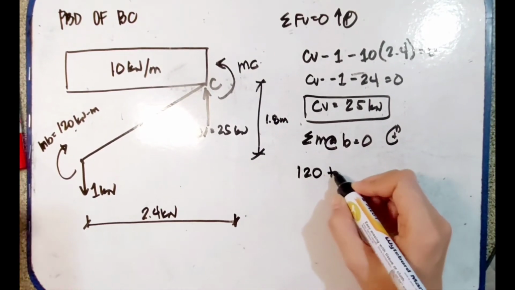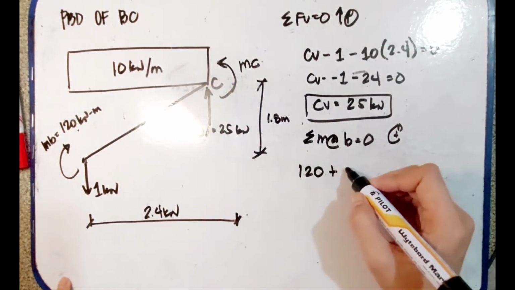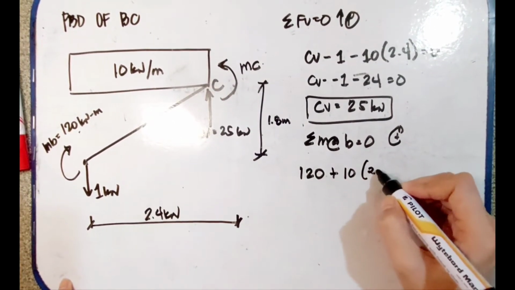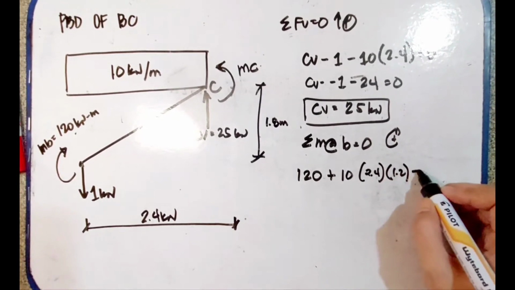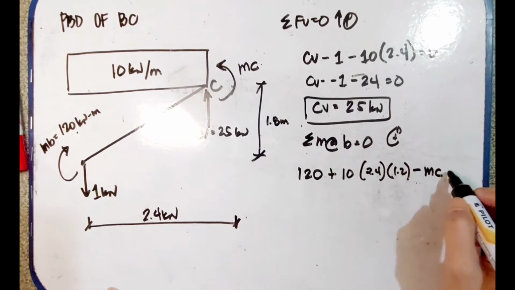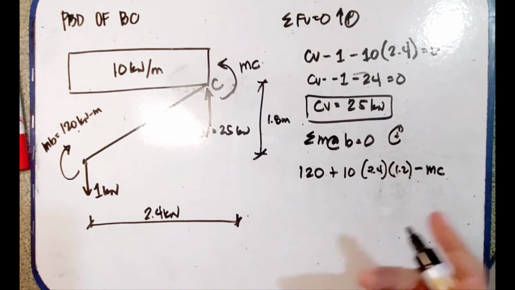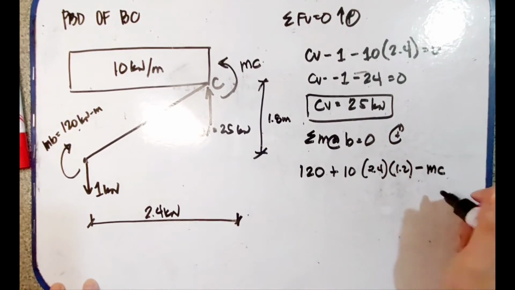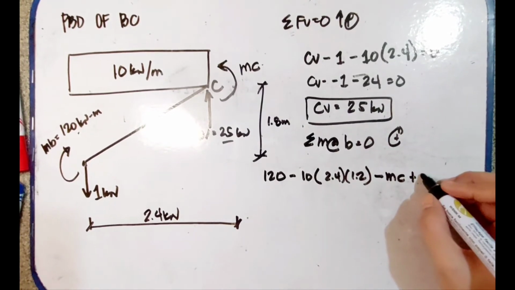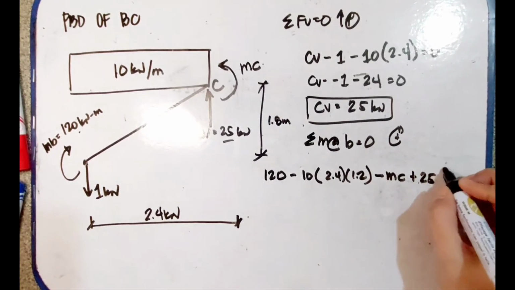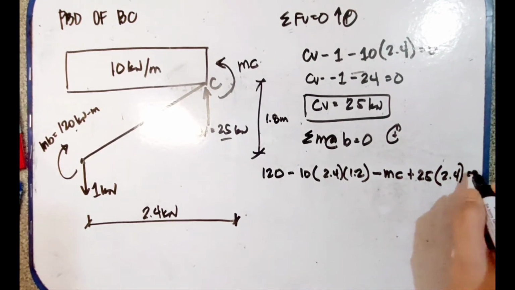Okay, plus 10 yung direction niyan. Kung ito ang reference natin, paikot. So, that is positive. 10 multiplied by 2.4 multiplied by kalahati ng 2.4. Minus MC kasi siya lang ang counter. Kailangan pa ba natin ng distance? Hindi na kasi moment na yan. Okay, meron pa, we have 25. So, lagay natin 25 multiplied by the distance natin, which is 2.4 equal to 0.